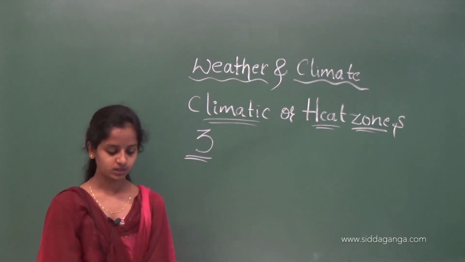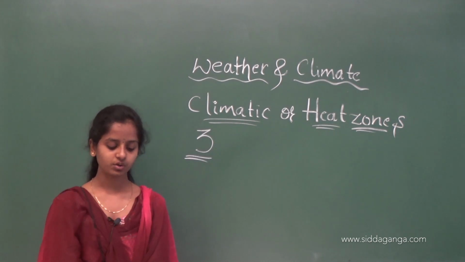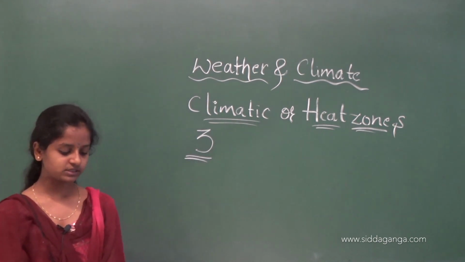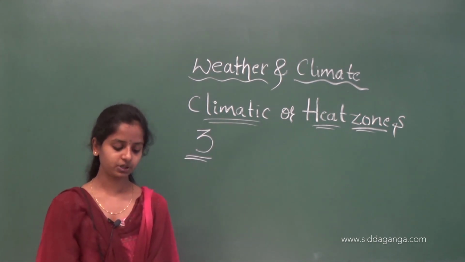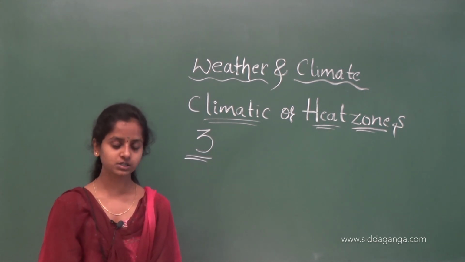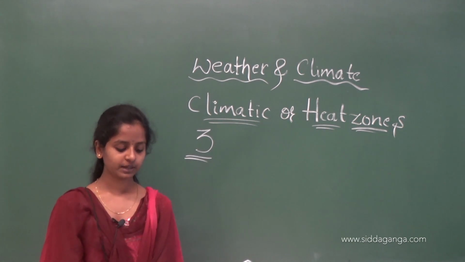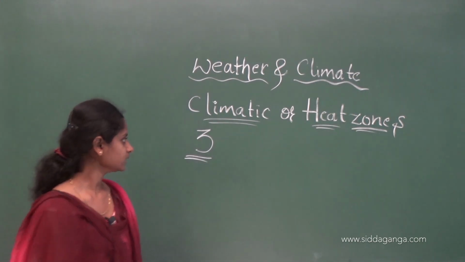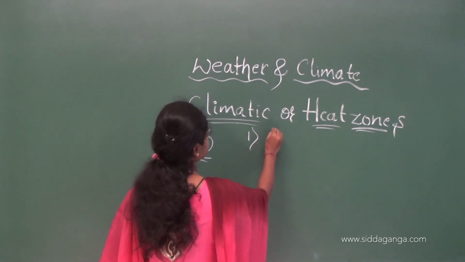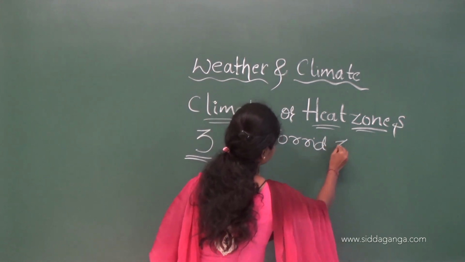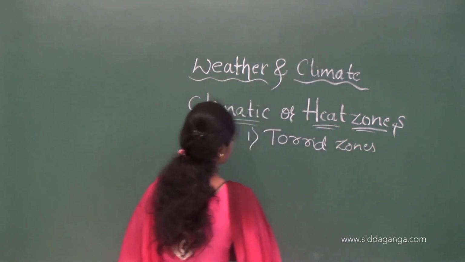Torrid zone. A torrid zone lies on both sides of the equator and between the Tropic of Cancer in the north and the Tropic of Capricorn in the south. This zone is also called the tropical zone. In this zone, the climate is hot and humid throughout the year because the sun rays fall vertically on this area. So, the first one is torrid zone.